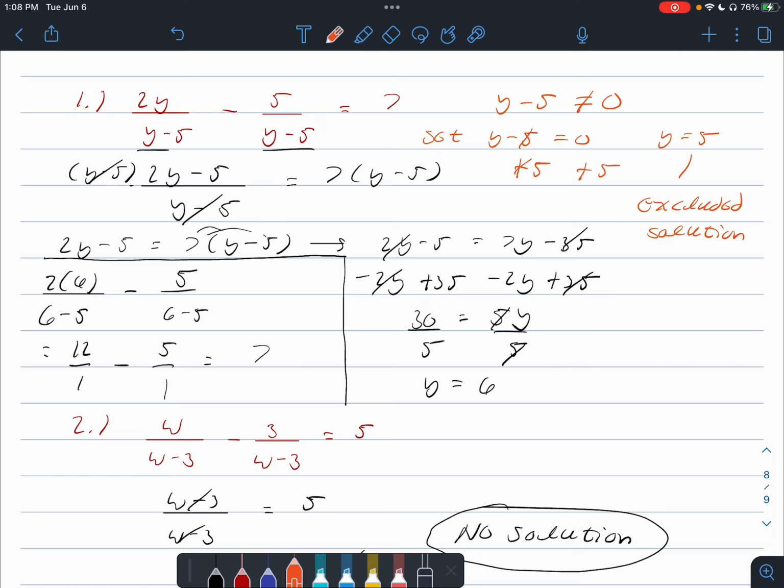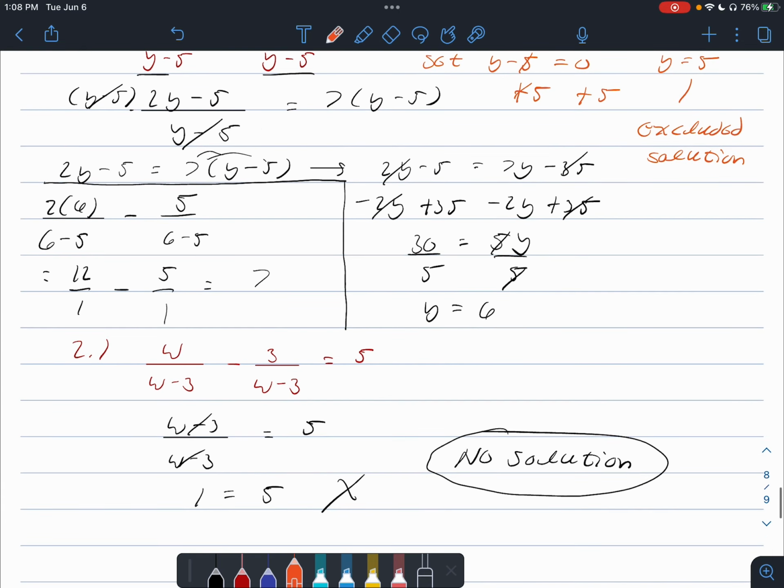And sometimes that does happen. It'll show up with the excluded value, and you have to say, oh, because it's the excluded value, we can't really have a solution. And the reason for this is if you plug in y equals 5, you're fine in the numerator, but you're not fine in the denominator. Because if you plug in 5 minus 5, you get 0, and you'd end up with 2 times 5, which is 10, divided by 0, and you can't do that. Or you'd end up with 5 divided by 0. You also can't do that. So we have to check for excluded solutions. That's probably something I should have mentioned before, but it hasn't popped up yet.